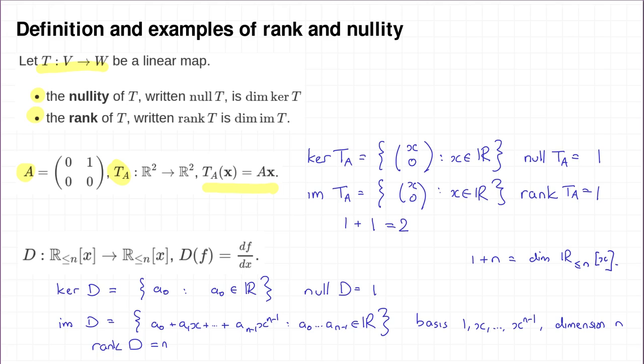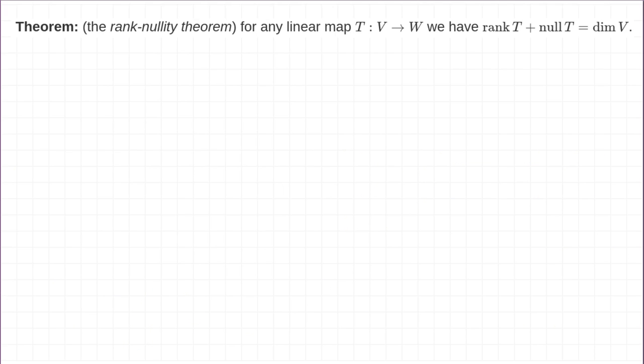Okay, in both cases, if you add up the rank and the nullity, the result is the dimension of the domain of the linear map. That is a general fact called the rank-nullity theorem, which we're now going to prove. Here's the statement of rank-nullity. It says for any linear map T from V to W, we have the rank of T plus the nullity of T is equal to the dimension of V. In other words, the dimension of the kernel of T plus the dimension of the image of T is equal to the dimension of the domain of T. We're now going to try a proof.